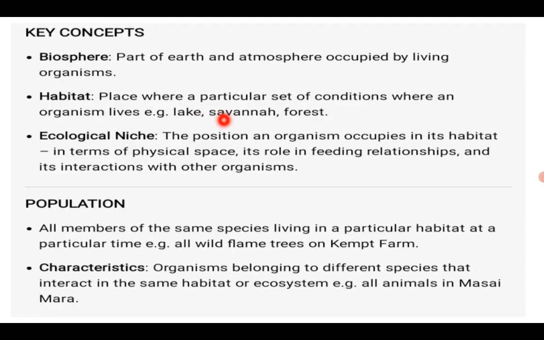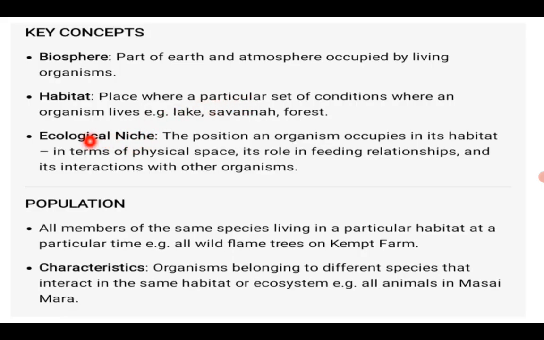Such as lakes, you find the fish there. You find the hippopotamus and other organisms, savanna, forests, even in the air. Some organisms live in the air, such as small floating particle organisms. So habitat is just a place where living things live. For example, fish live in water, so in that case, the lake is a habitat for fish.